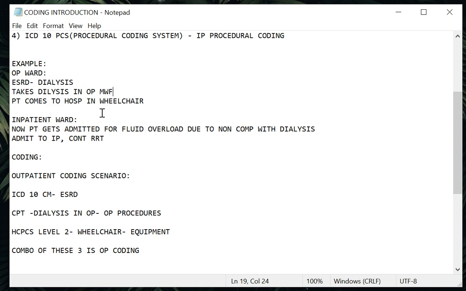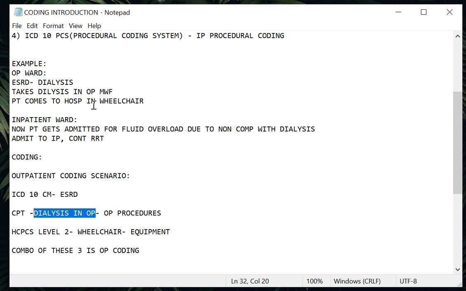Now the patient is coming to the hospital in a wheelchair. Let us assume that. In this outpatient coding scenario, what are all the codes you will take? First I will go with the diagnosis, ICD-10-CM, which is the condition ESRD. So I'm taking the code for ESRD. Next, I will take the procedure for ESRD as a CPT code. That procedure is nothing but the dialysis done for the ESRD. So I'm going to take the code for the dialysis in outpatient as an OP procedure, CPT coding.